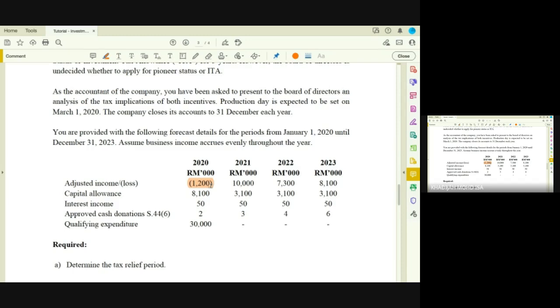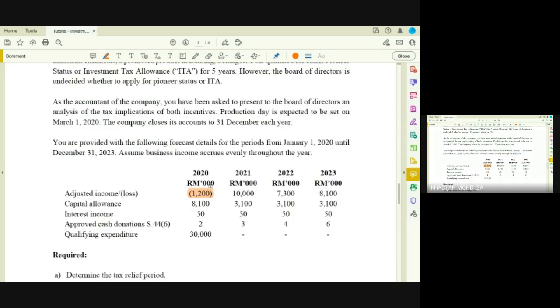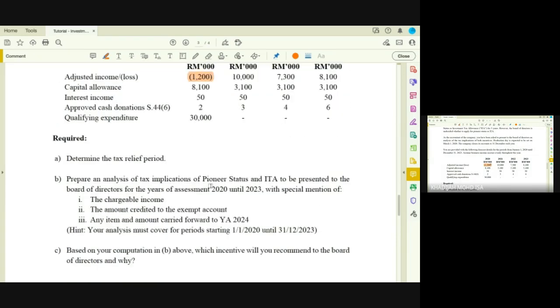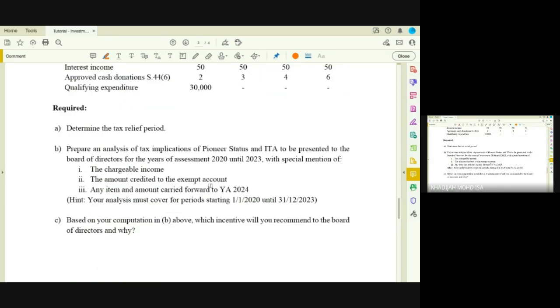Determine the tax relief period because you start on 1st of March. Prepare an analysis of the tax implication of pioneer status and ITA to be presented to the board of directors with special mention of chargeable income, amount credited to the exempt account, and item and amount carried forward to YA 2024. Your analysis must cover periods starting from 1st of January 2020 until 31st of December 2023. Based on your computation in B, which incentive will you recommend to the board of directors and why?